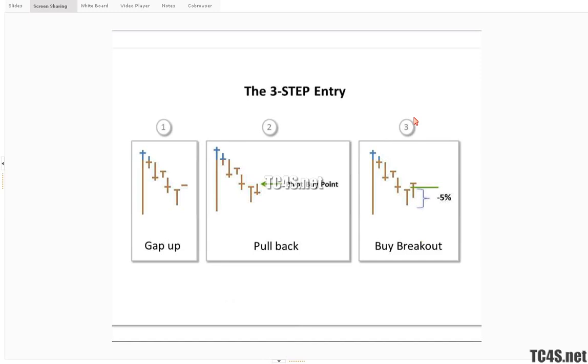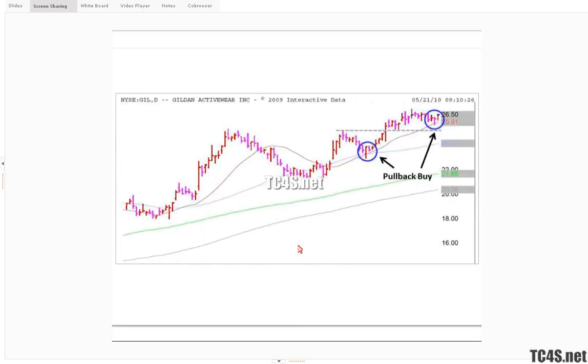And pretty much all my buys on the pullback buys are based on either the two-step or the three-step, with the exception of sometimes we have some days that it goes inside and it gets tight. I'm going to show you how that looks. So here's a perfect example, all right, with Gildan Activewear. I bought this stock right here.